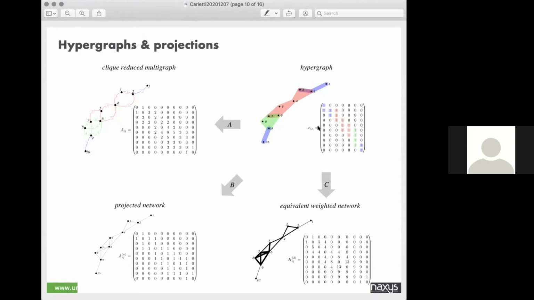And in the paper that I showed you before, we show which are the good ways to assign the weights. In particular, this is called the equivalent weighted network, because we can prove that the dynamics on this network is equivalent to the dynamics on the hypergraph. So we can use all the tools that we have in network theory for hypergraph theory. In the following, I will compare the ranking obtained on the hypergraph, so the random walk, with the case of the projected network.